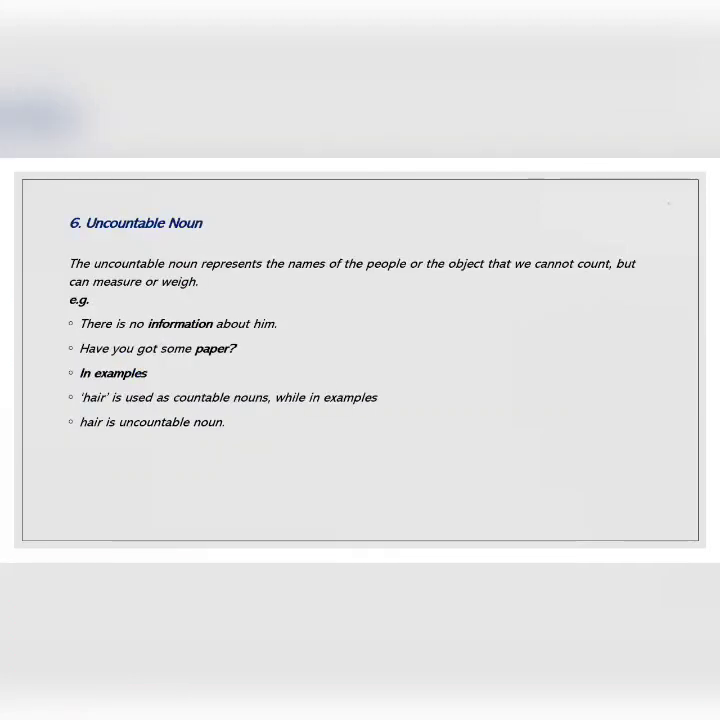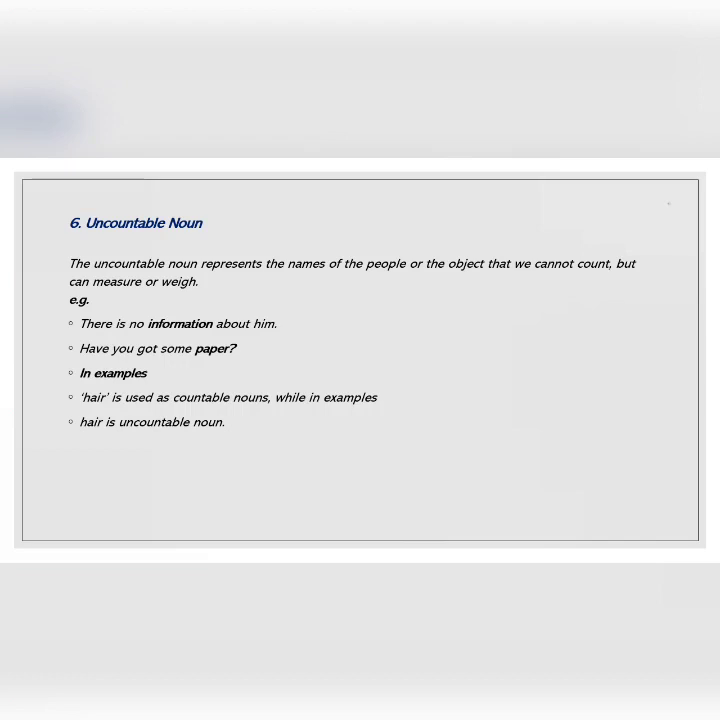The last of all, we will be talking about uncountable noun, which is completely opposite of the word countable noun. The uncountable noun, we cannot count or we cannot measure the amount or the person or the object that we are talking about. Example, have you got some paper? Now the word some here is something that we cannot count. If it was have you got two papers, then we could count it and therefore it would be a countable noun. But now since it is written here that have you got some paper, that means that it is an uncountable noun.